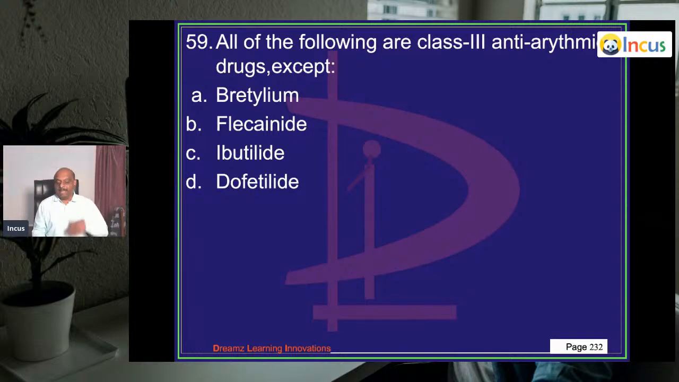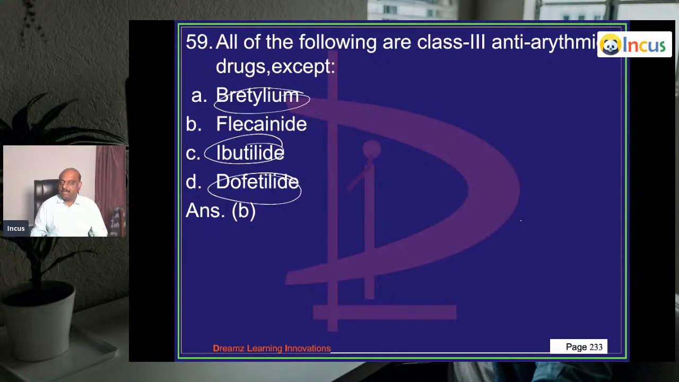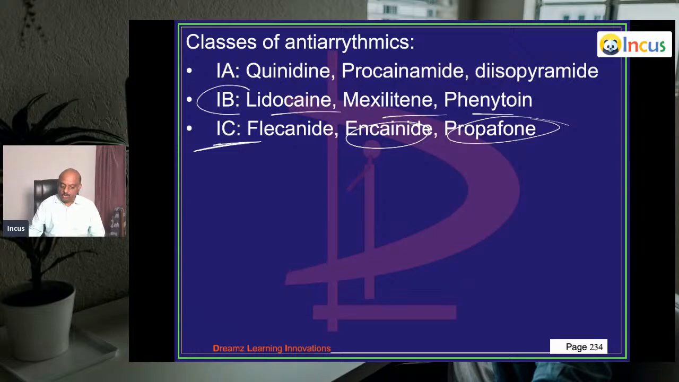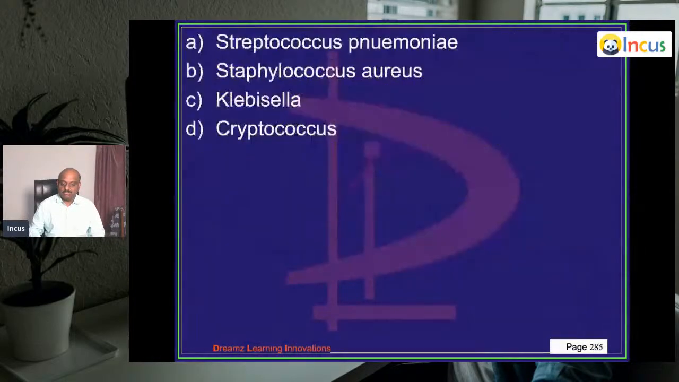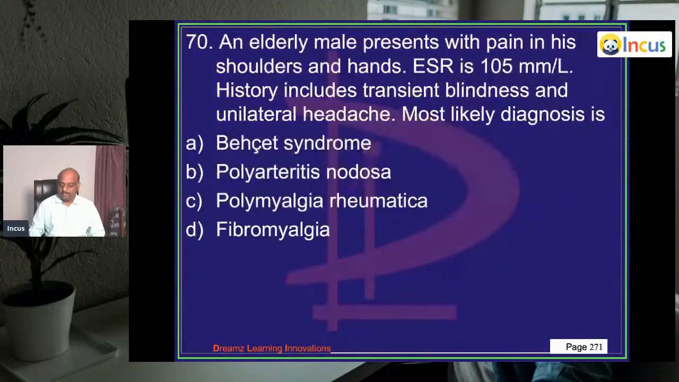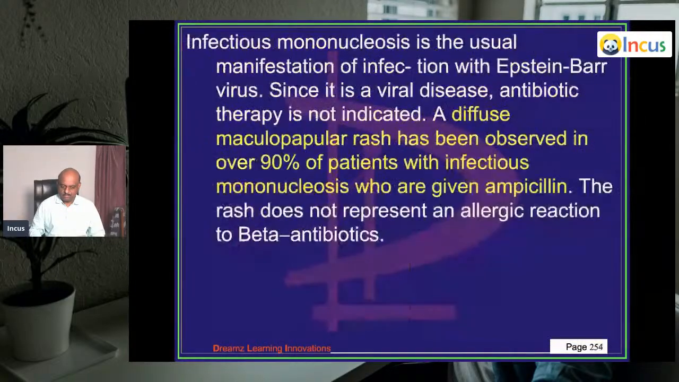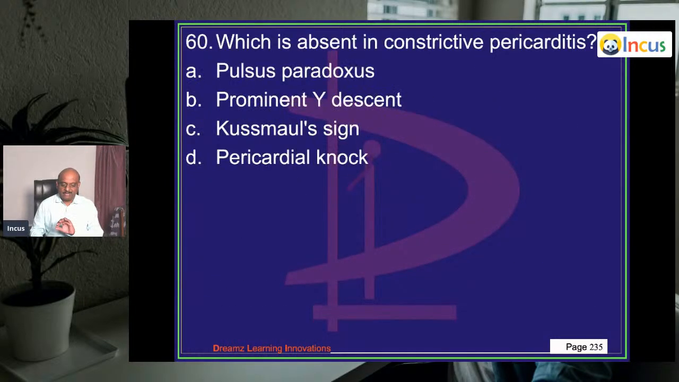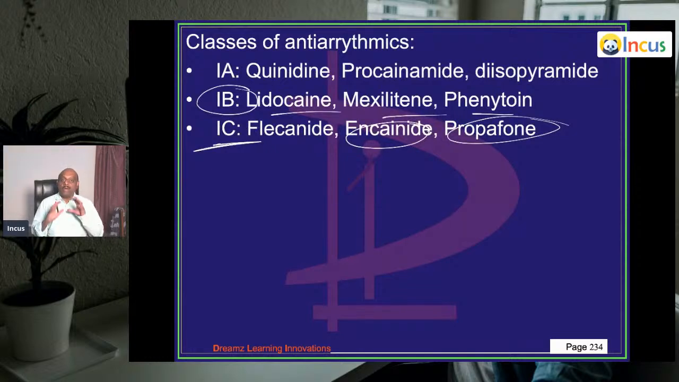These are all class 3 antiarrhythmic drugs. Amiodarone, ibutilide, dofetilide, etc. Whereas flecainide, encainide, propafenone, they're all 1C. Lidocaine, mexiletine, phenytoin are all 1B. Sometimes if my hand touches the keypad, it will run. Sorry for that. 1A, quinidine, procainamide, disopyramide, they're all 1A.